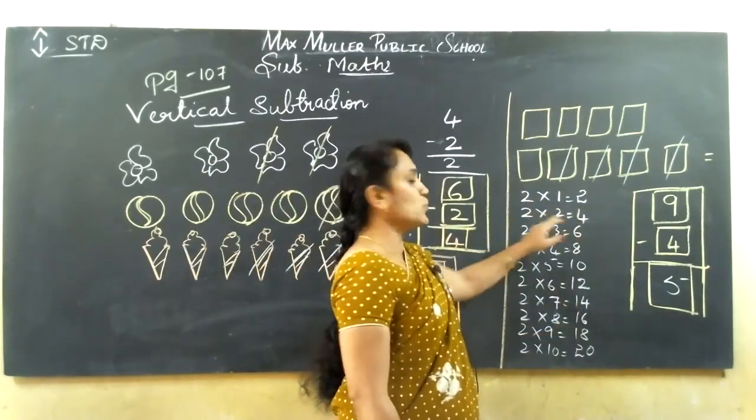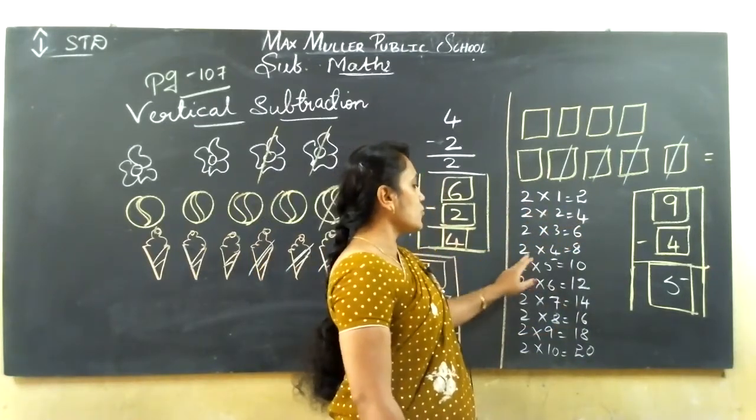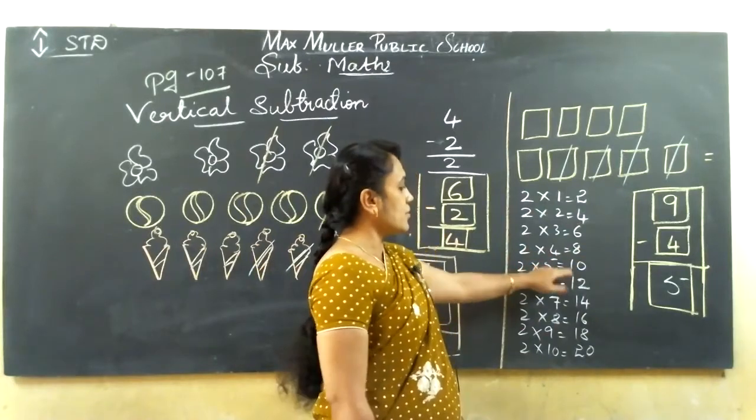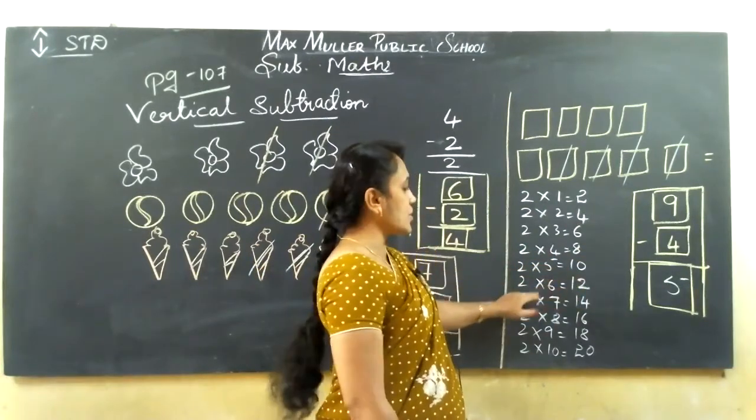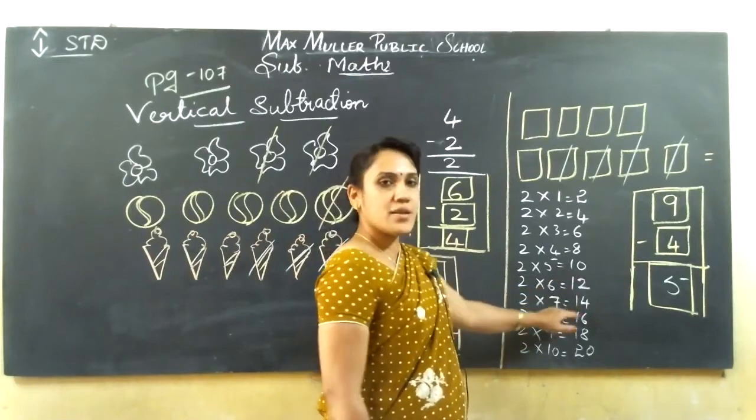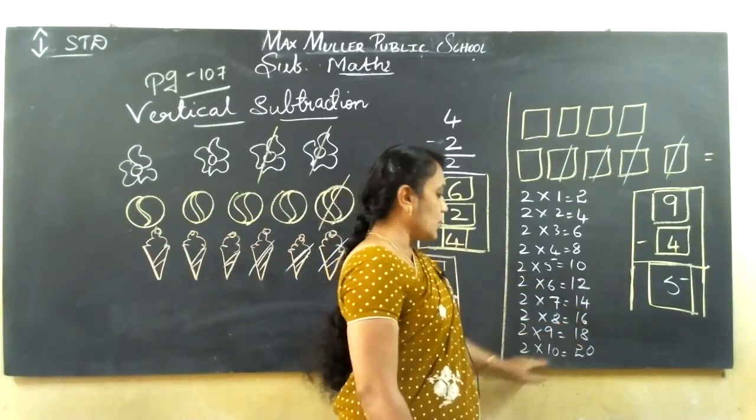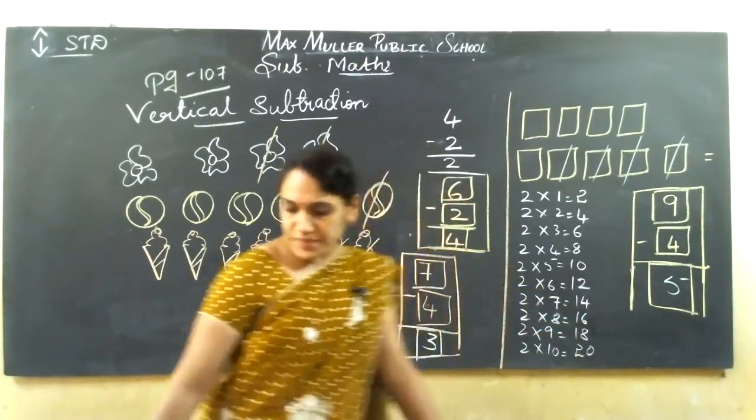Like that you should say suddenly, which means you should revise it daily. 2 ones are 2. 2 twos are 4. 2 threes are 6. 2 fours are 8. 2 fives are 10. 2 sixes are 12. 2 sevens are 14. 2 eights are 16. 2 nines are 18. 2 tens are 20.